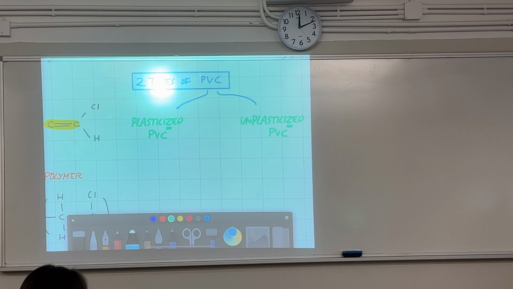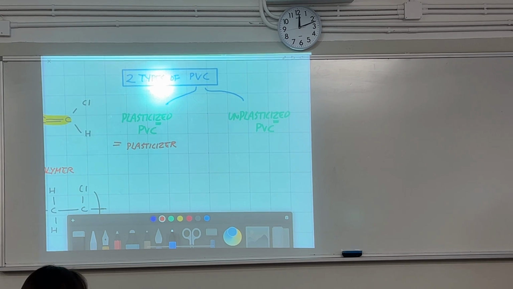Plasticized PVC means there is something called plasticizer added. As the name implies, it is something that will make something more plasticky. By making something more plasticky, we mean it makes it more flexible and more plastic-like. Just look at your rubber. But when you do not add any plasticizer into PVC, it will be very rigid. So you can write down plasticizer is added when you have plasticized PVC. And unplasticized PVC, of course, means plasticizer is not added.